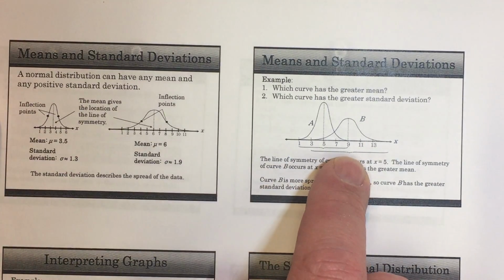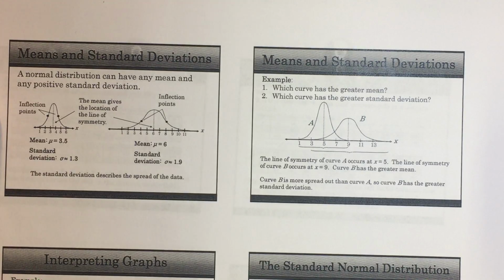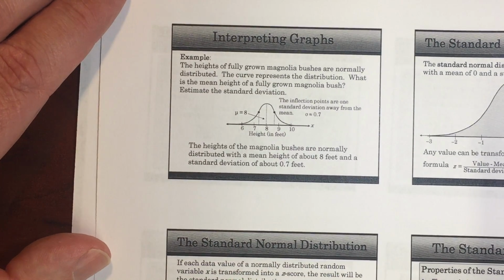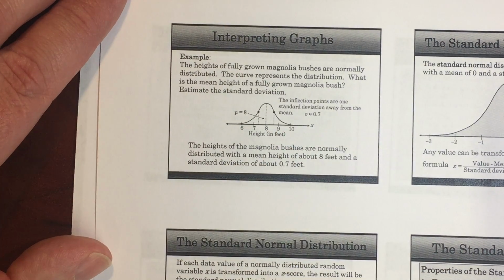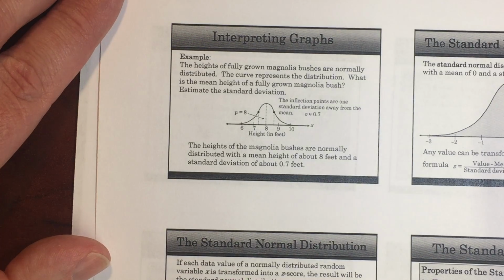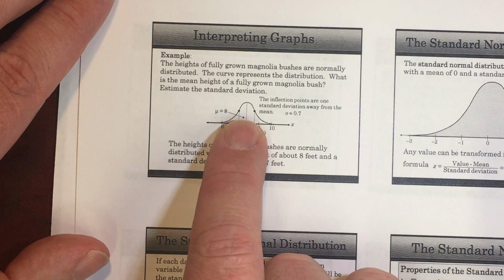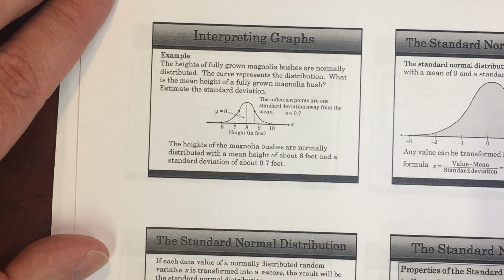The other one is 5. This one's 9. Which one has a greater standard deviation? Well, it's B. Obviously, it's more spread out, so it has a greater standard deviation. Again, you can use this kind of idea to graph out various examples, like magnolia bushes. You can pretty much pick off the standard deviation from the graph and the mean from the graph. You're going to have to do that for a few homework problems tomorrow.